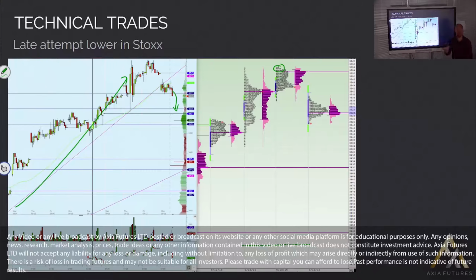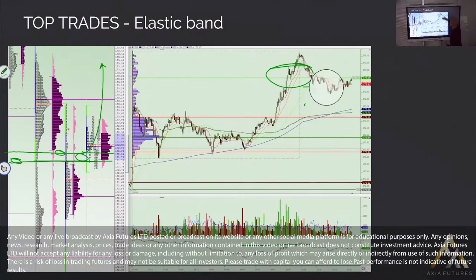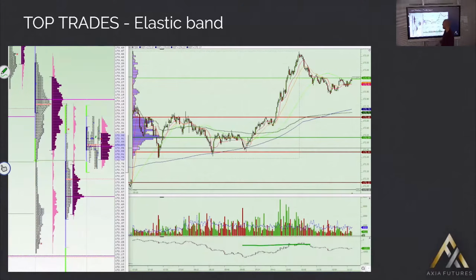So you do have to start asking yourself, are we seeing a little bit of a tip, a little bit of a change in direction for this market? So moving onwards, and we're going to have a look at top trades now. Now this is what I call an elastic band trade.